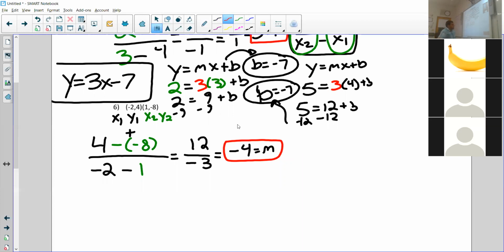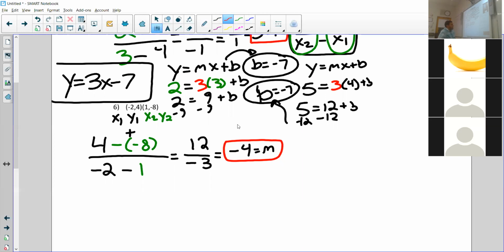Alyssa, no, you got 12 over -3, or maybe you have -12 over 3. Regardless, you need to simplify that fraction. You must have got 1 on the bottom. It should be 12 over 3. So you've got to get the slope being -4.